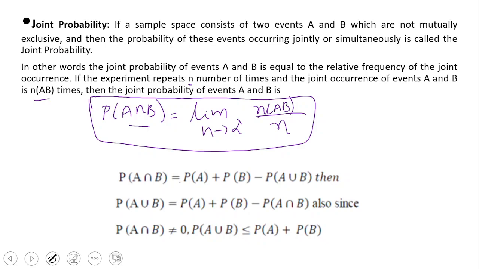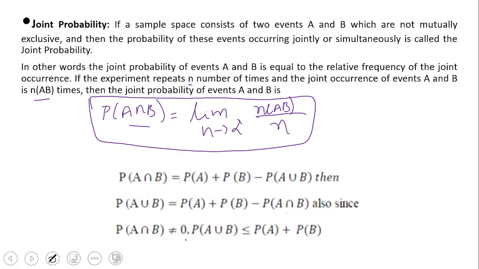Now if we remember, we are having a formula P of A intersection B is equal to P of A plus P of B minus P of A union B. Otherwise, P of A union B is equal to P of A plus P of B minus P of A intersection B. Both are same. Now here, P of A intersection B is not equal to 0. Here we are not having 0 probability. So we are having some intersection.